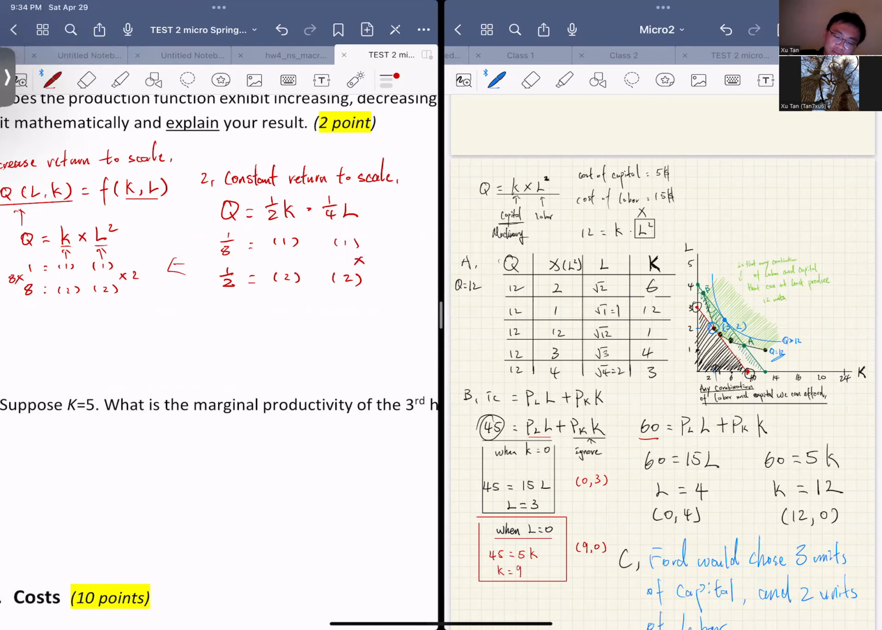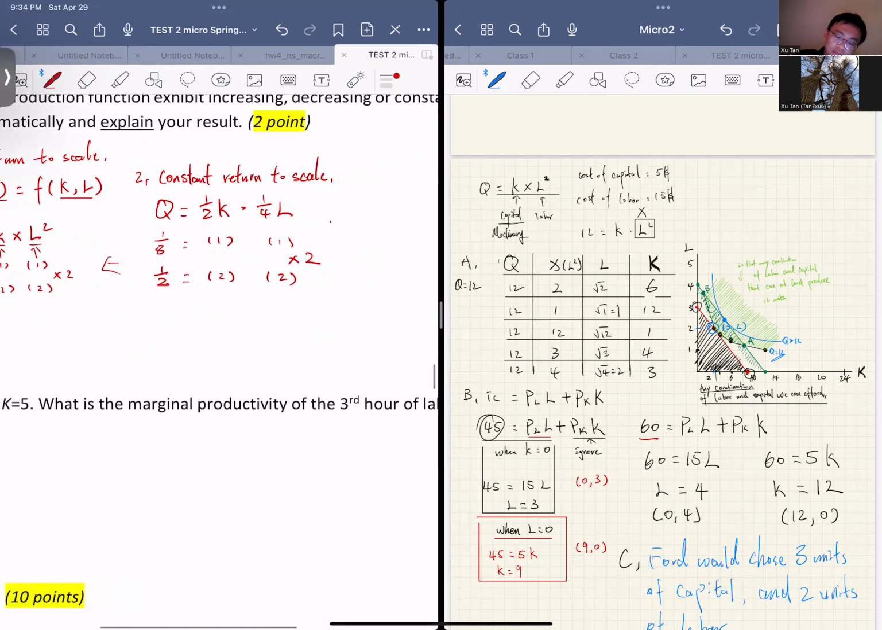So we double our input. I did something wrong. That's true. Oh, interesting. So this is not constant returns to scale. Okay, my bad. This is still increasing returns to scale. Let me give you another function.